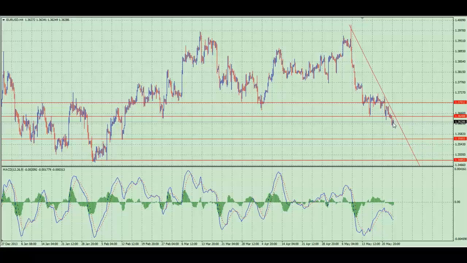And what we're planning here at the moment is we're waiting for a pullback, ideally to the 136.50, to then take a short this week down to the 135.65. So really that's what you need to be looking for at the start of the week.